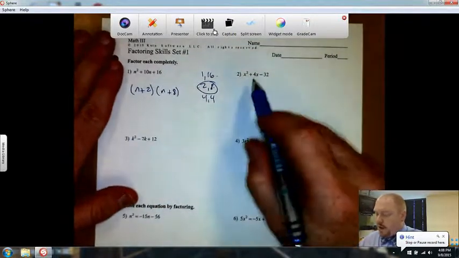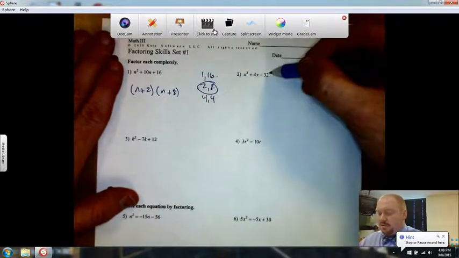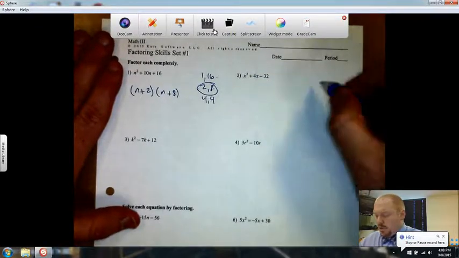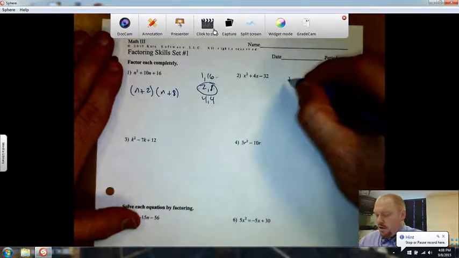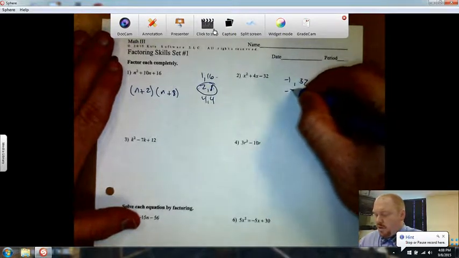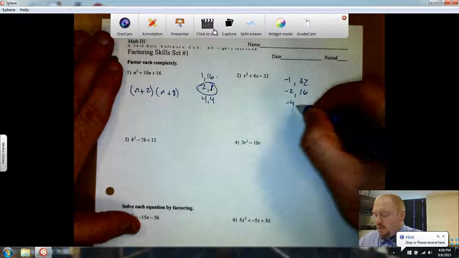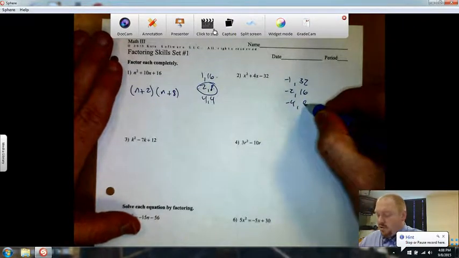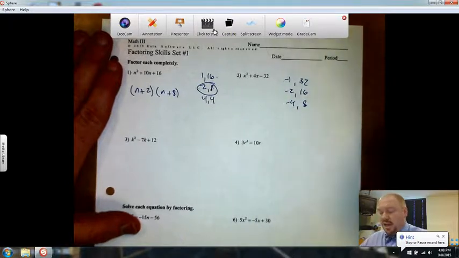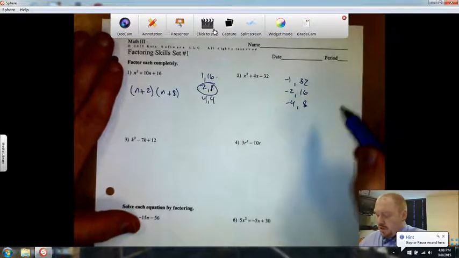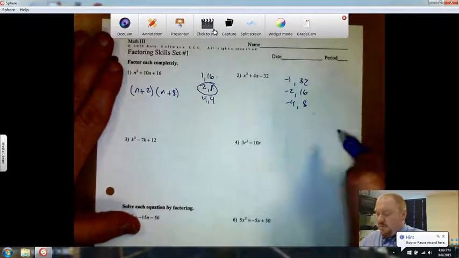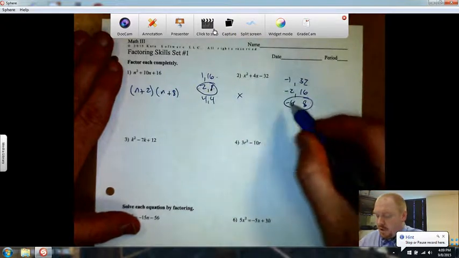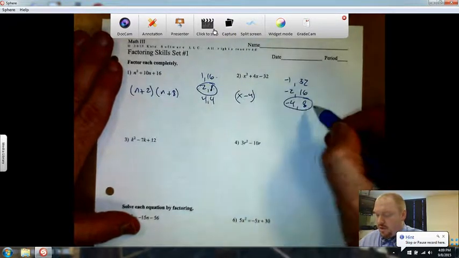Over here, I need numbers that multiply together to give me negative 32, but add together to give me positive 4. Well, of course, you've got negative 1 and 32, negative 2 and 16, negative 4 and 8. Okay? And I believe those are the only pairs other than the ones that have the sign change. Well, add these together, negative 4 plus 8, that's your pair. So we get x minus 4, x plus 8.